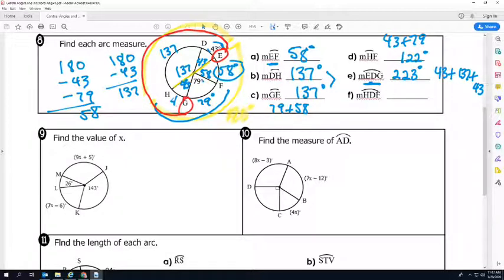Okay, now we're going to do major arc HDF. So, HDF, we're going to be adding 137 plus 43 plus 58, and that gives me 238. All right, so that's finding all the arc measures and really the central angles as well for that circle.